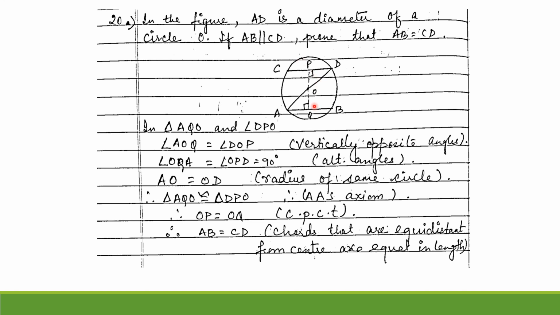So by the angle angle side axiom, we can say that these two triangles are congruent to each other. Therefore, OP is equal to OQ. As these two triangles are congruent, the corresponding parts of these triangles will also be equal. Therefore, AQ becomes equal to PD, and similarly CD will become equal to AB. So we can say that AB is equal to CD. Therefore, the statement is proved.